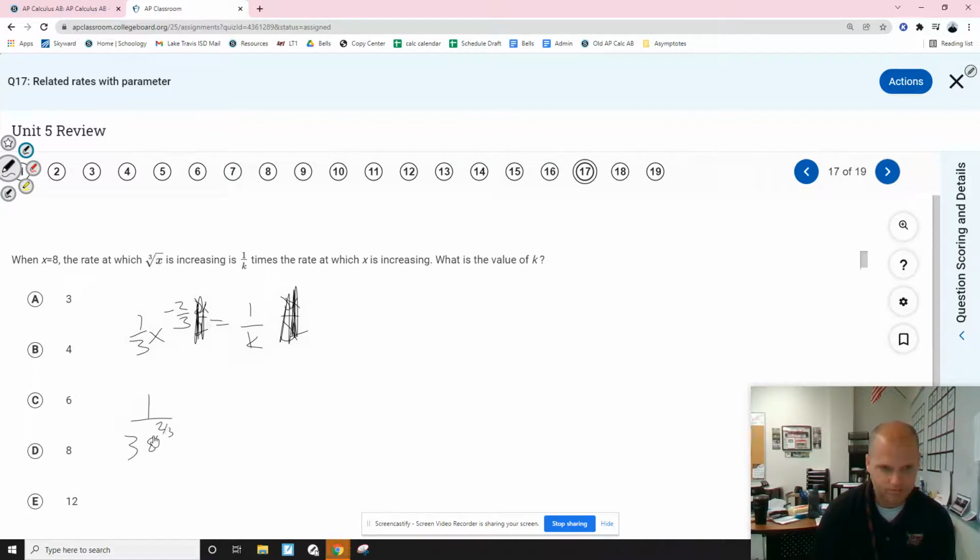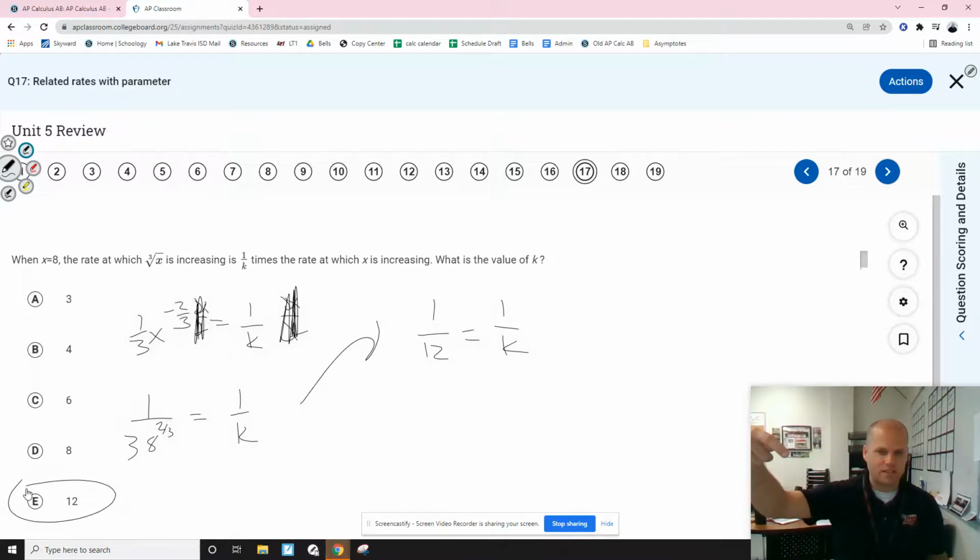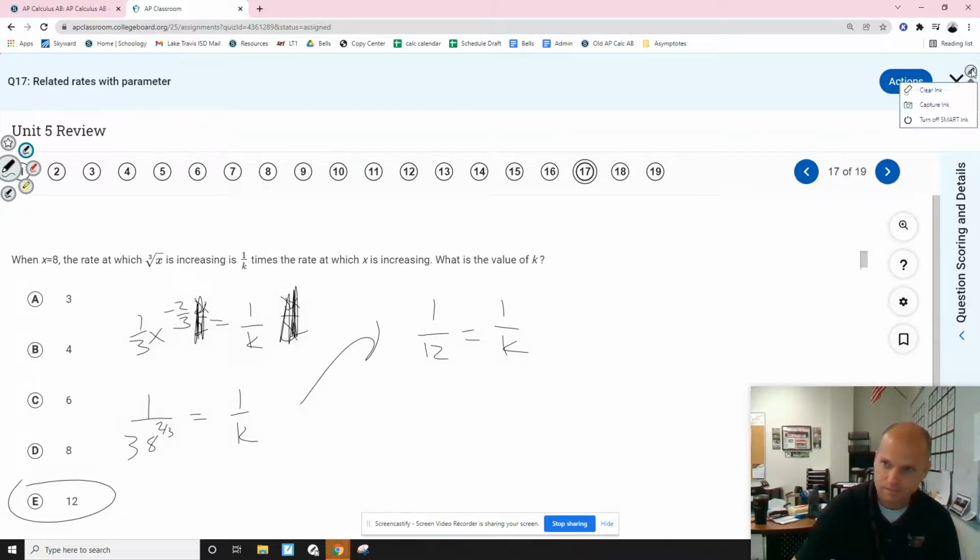it's confusing. You end up with this, and you get cube root of 8 is 2, 2 squared is 4, 4 times 3 is 12. You get 1/12 equals 1 over k. K is 12. You had to have the derivative with dx/dt and then equivalent to 1 over k times dx/dt. That's confusing. Skip this question too.